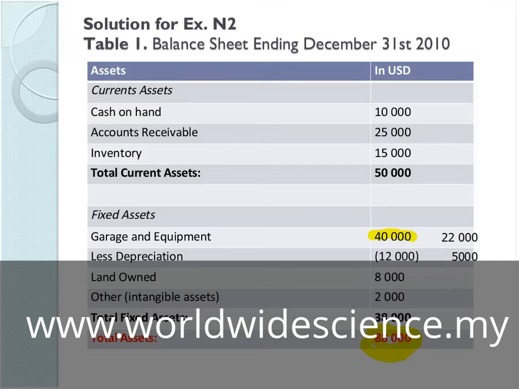So let's see. Based on the solution for exercise number 1, we put the equipment and garage for 20,000, and we less our depreciation for 5,000, right? And our income statement will be decreased by 5,000. So any kind of questions?